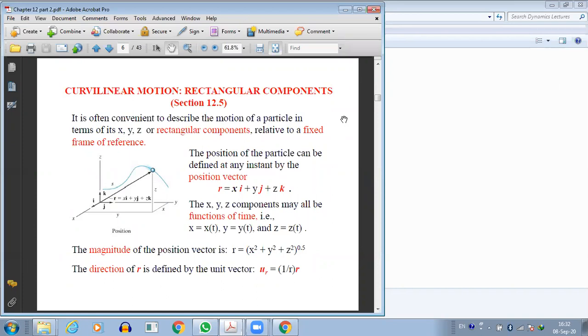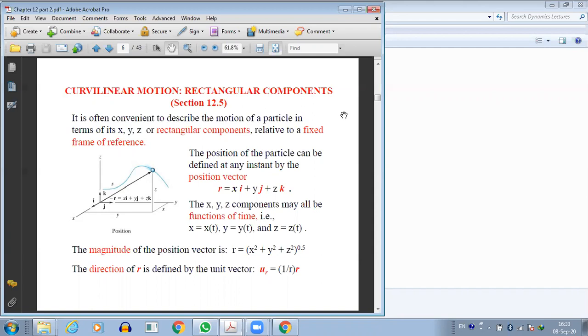So normally, it's easy to deal with the rectilinear motion, but it's quite difficult to deal with the curvilinear motion. However, there is one way. We convert the curvilinear motion into rectangular components. Then each rectangular component we deal with as a rectilinear motion. So it increases the magnitude of our problem, but the complexity is reduced because curvilinear motion itself is a bit more complicated to deal with.